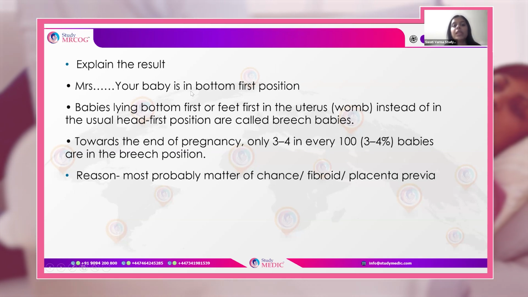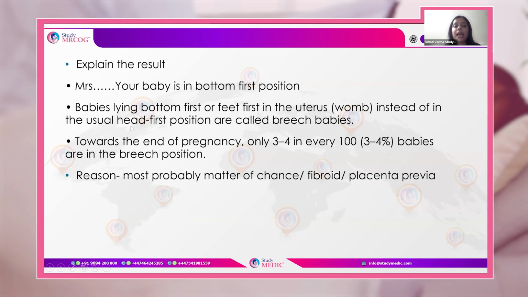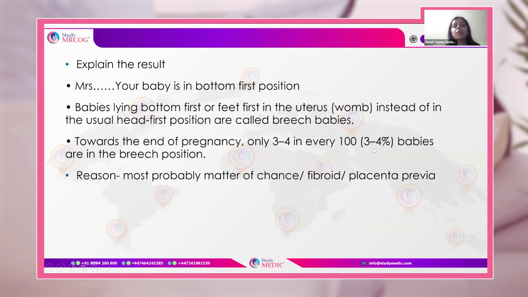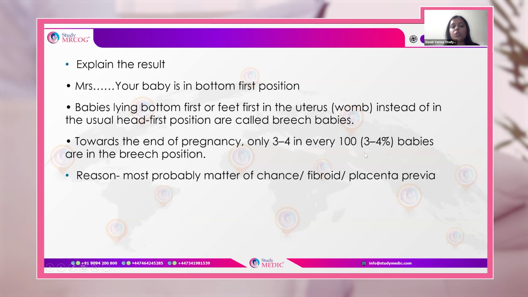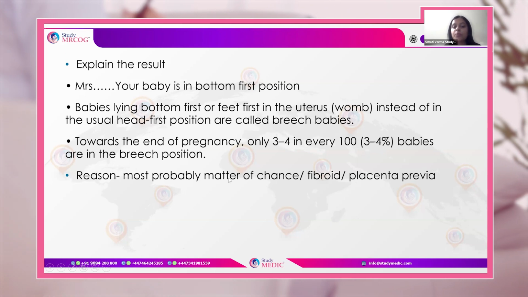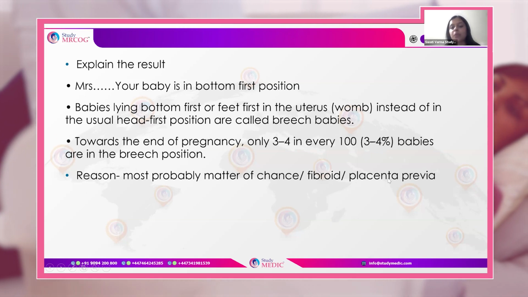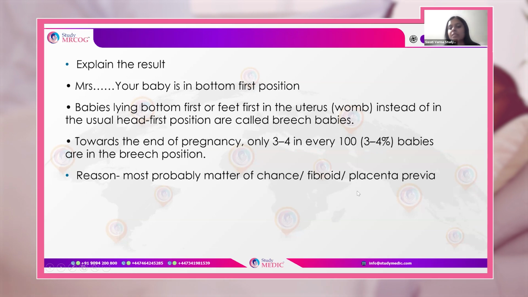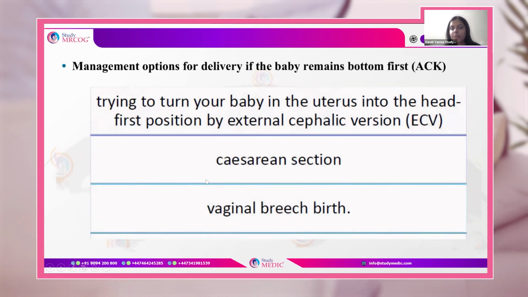So here you will explain to the patient that your baby is in bottom first position, and these babies are called breech babies. Only 3 to 4 in every 100 babies are in the breech position. Not very common, but yes, if the patient wants to know, you can explain why it happens. Most probably it's a matter of chance. Otherwise, certain factors may predispose. Then come to management options.